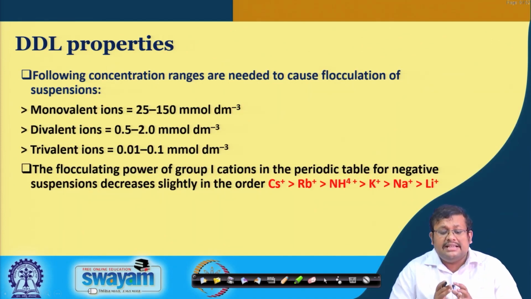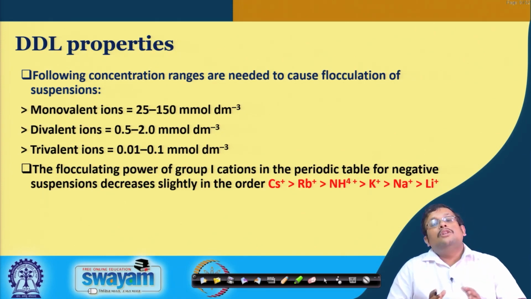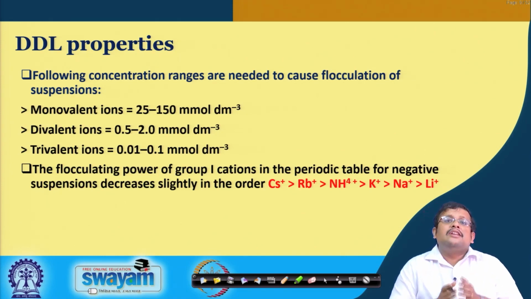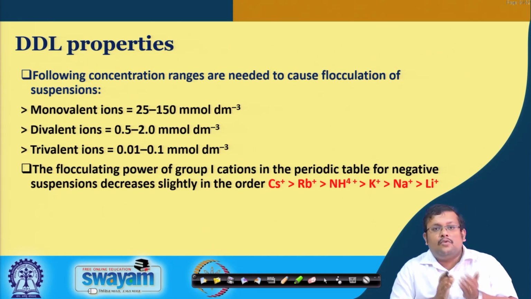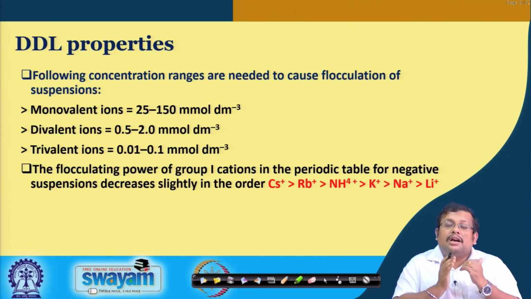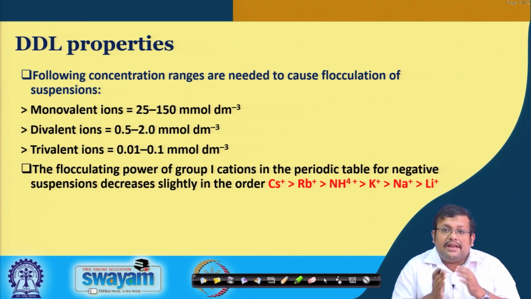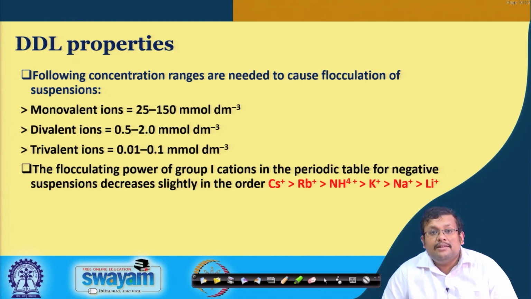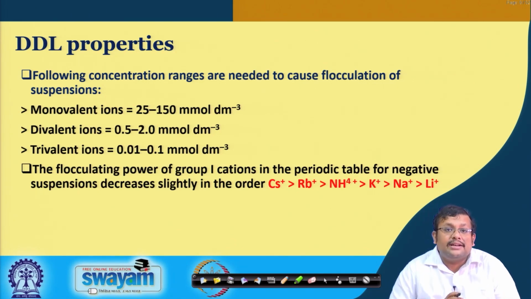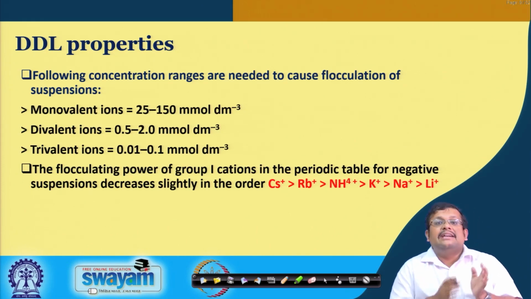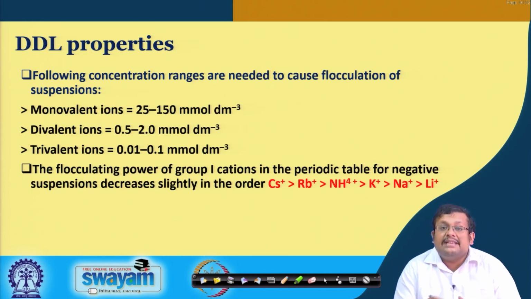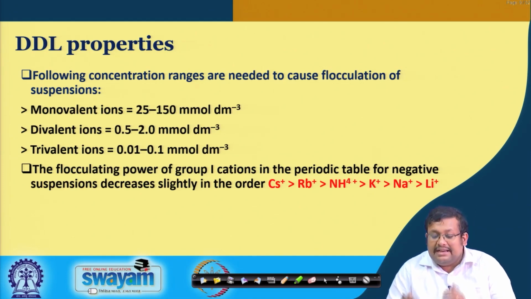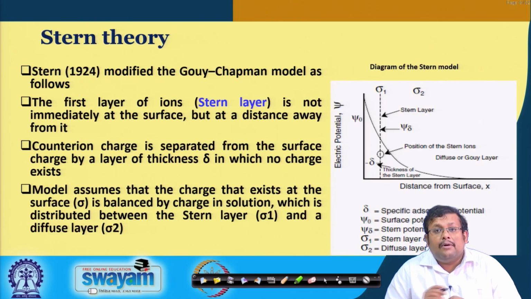So the following concentration ranges are needed to cause flocculation of the suspension. In case of a monovalent ion, we can get flocculation from a concentration varying from 25 to 150 millimole per cubic decimeter. In case of a divalent ion, it varies from 0.5 to 2. In case of a trivalent ion, it is 0.01 to 0.1 millimole per cubic decimeter. And the flocculating power of the group 1 cations in the periodic table on a negative suspension decreases slightly in the order where cesium shows the highest flocculating power and lithium shows the lowest.